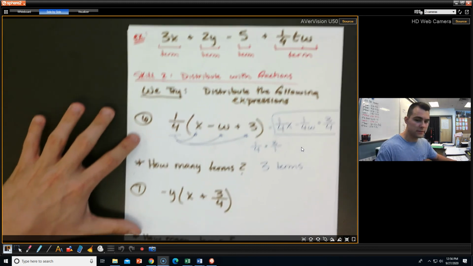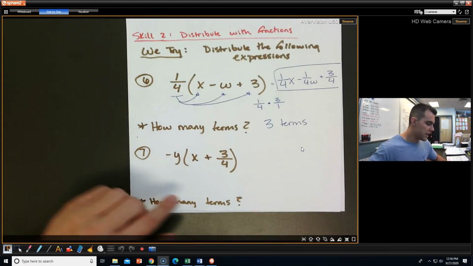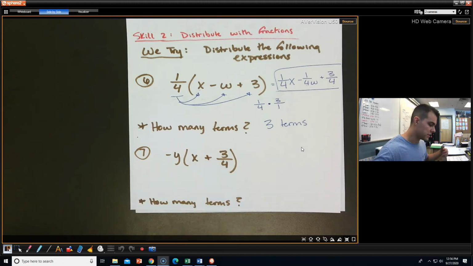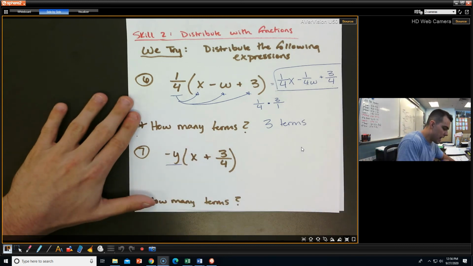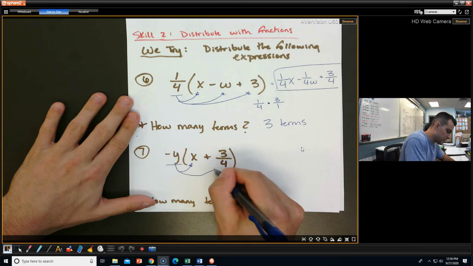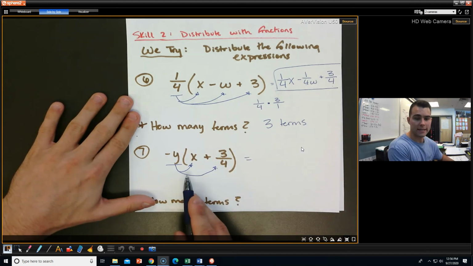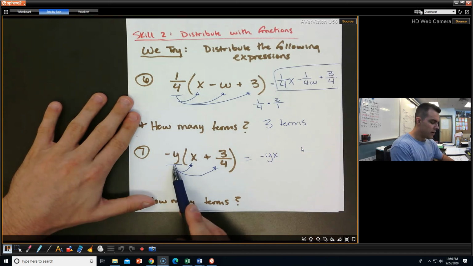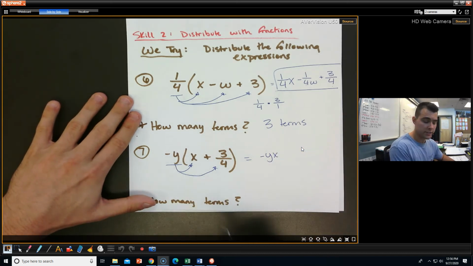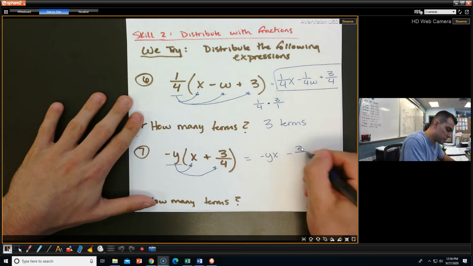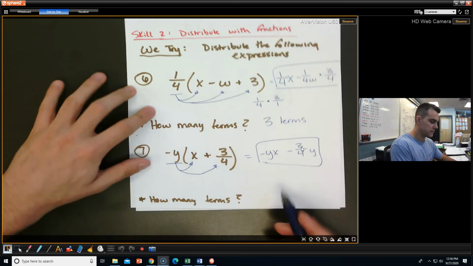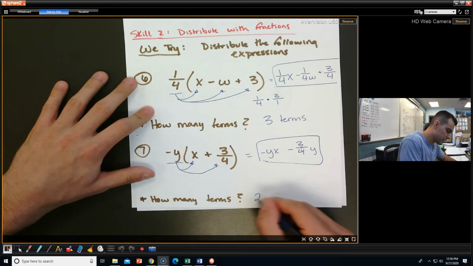Let's look at number 7. Now, let's say I have a fraction that's inside. Is that going to matter? Not really. Again, it's the same basic idea of multiplying. I'm going to take my negative y, and go to the x and the positive 3/4, and I get negative yx. Negative y times positive 3/4 is negative 3/4 y. How many terms do I have there? I got 1 and I got 2. I got 2 terms.